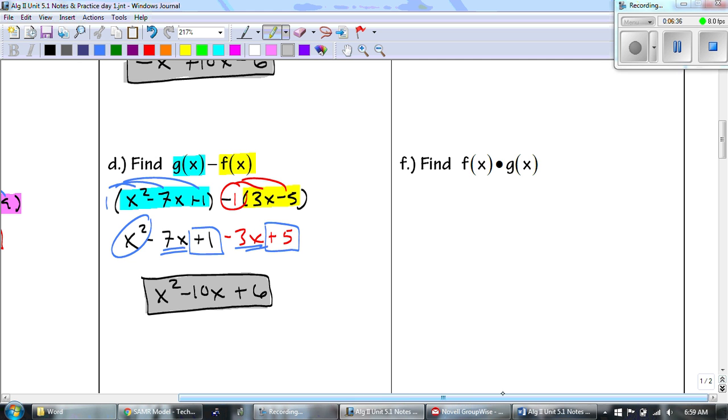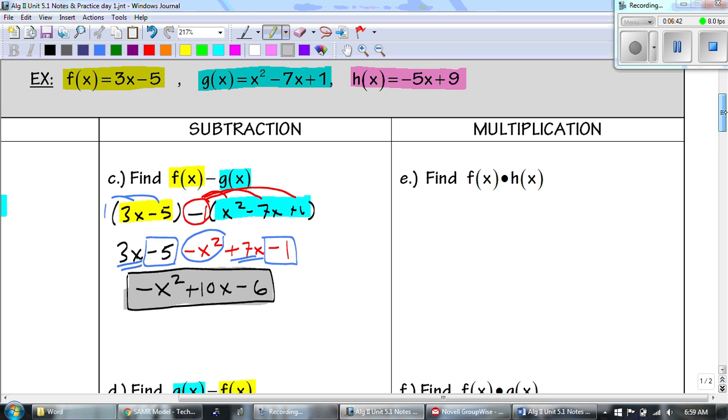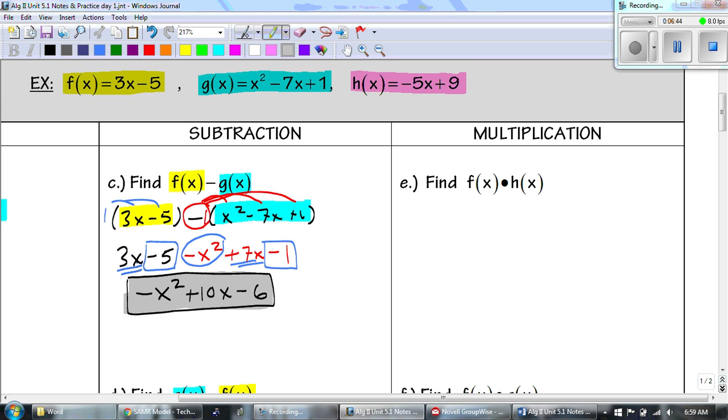All right. So we did addition, we did subtraction. Now it's time for multiplication. All right. So we are multiplying f of x times h of x. So my f of x is 3x minus 5. I'm going to multiply that with my negative 5x plus 9.